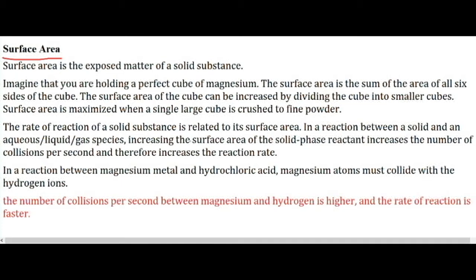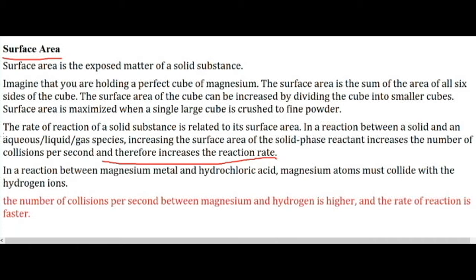When a solid reacts with an aqueous, liquid or gaseous reactant, an increase in the surface area of the solid reactant increases the number of collisions per second, and therefore increases the reaction rate. Here I have given a summary in red color: the number of collisions per second between magnesium and hydrogen ions is higher, and the reaction is faster. So the reason is that the number of collisions per second increases.